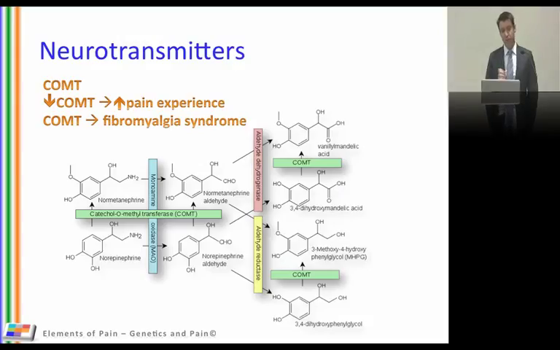But COMT abnormalities, and I haven't said up or down, I've just said COMT abnormalities, have been associated with fibromyalgia syndrome as well. So fibromyalgia, a lot of studies out there looking at fibromyalgia, and we've discussed them in detail in the topic on fibromyalgia. But COMT is in there, changes in diffuse noxious inhibitory control in there as well.